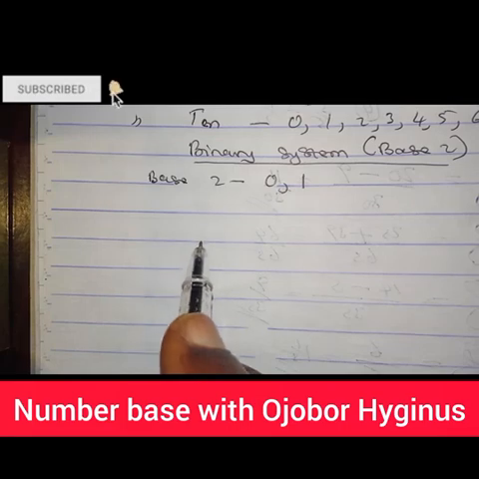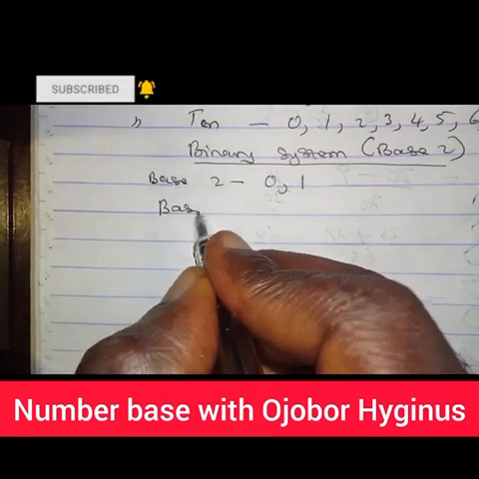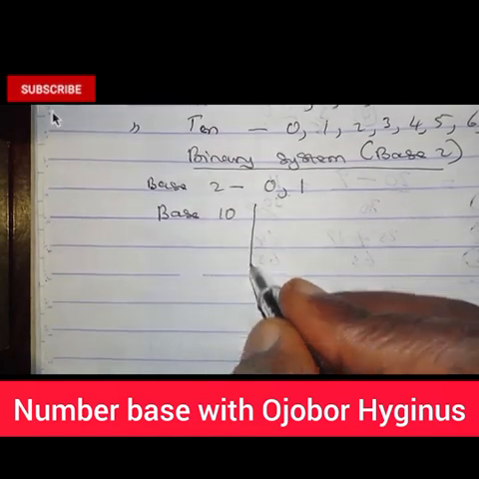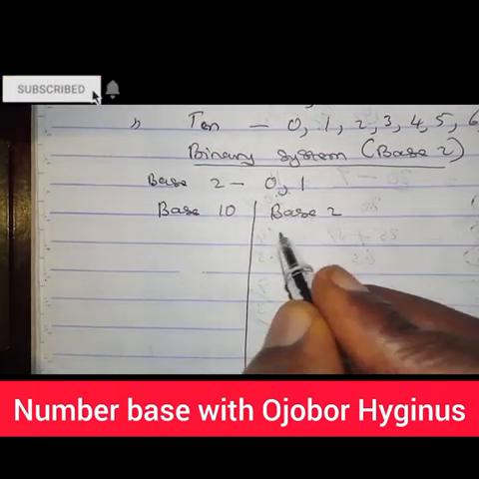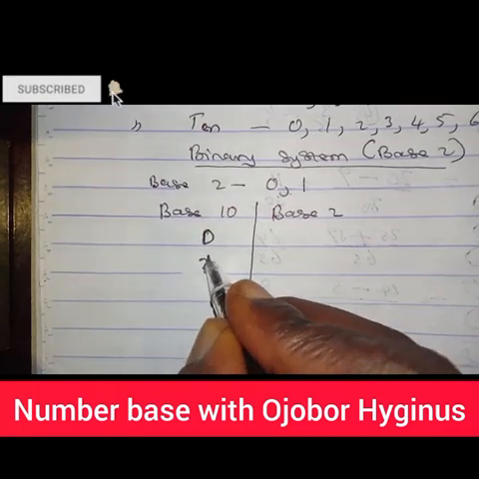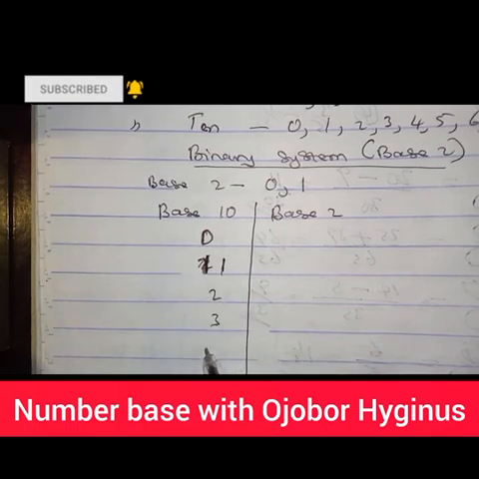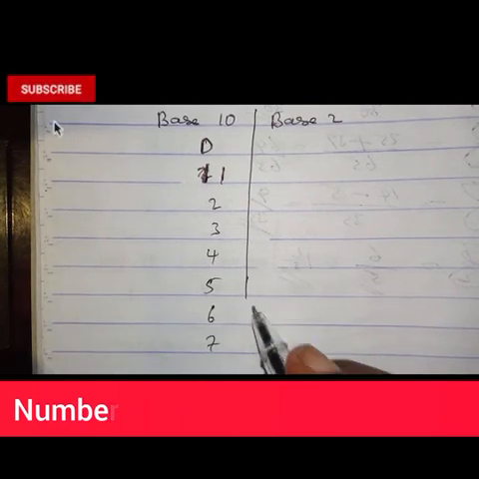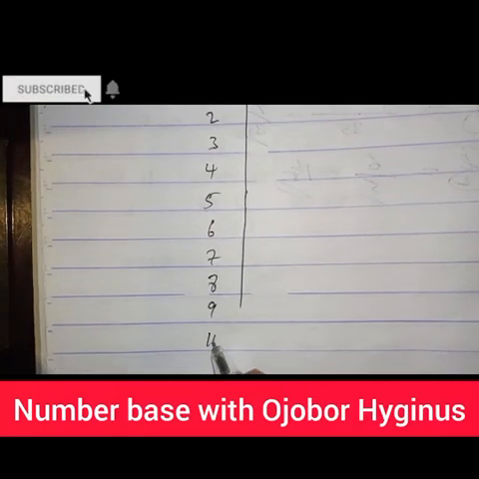If we compare it with numbers in base 10, let's just give a simple rundown of this, even though we are going to explain how we got that. If we have numbers in base 10 and the set of numbers also in base 2, what we are saying is that we have 0, 1, 2, 3, 4, 5, 6, 7, 8, 9, and then 10.